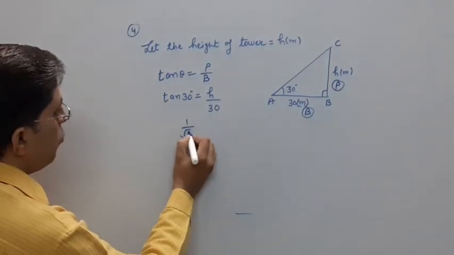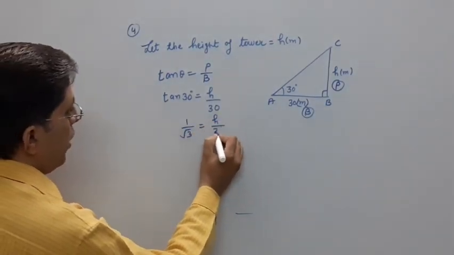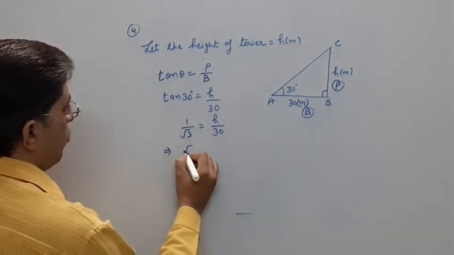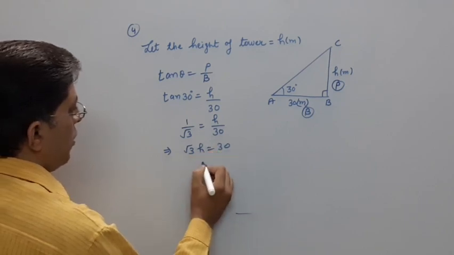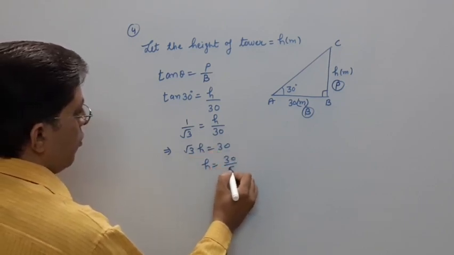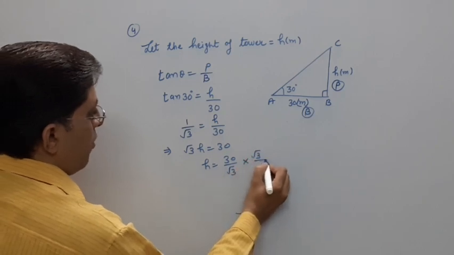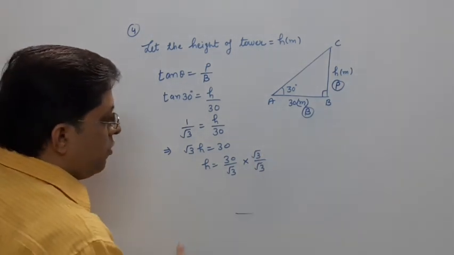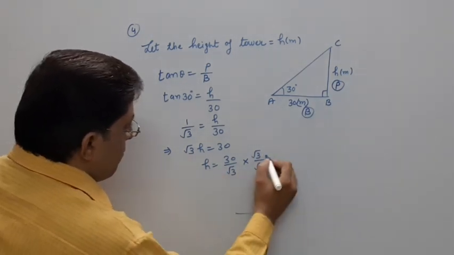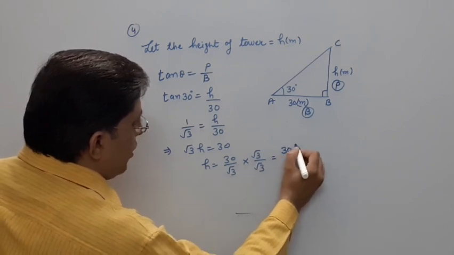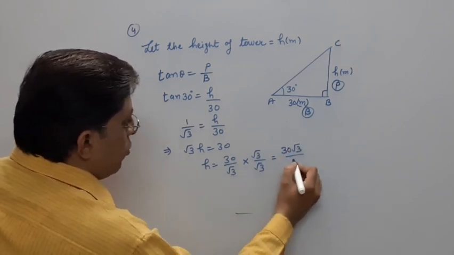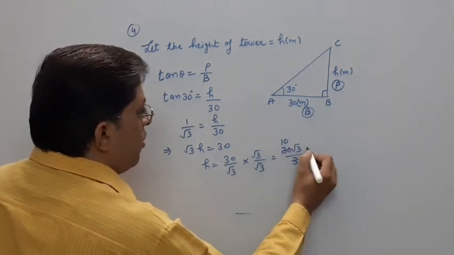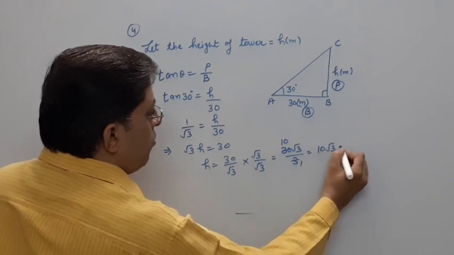1 upon root 3 is equal to h upon 30. Then cross multiplication: root 3 h is equal to 30. h is equal to 30 upon root 3. What am I doing here? This is rationalization, and this is your rationalizing factor. So this is 30 root 3, root 3 into root 3 is 3. Now 3 1s are 3, 3 10s are 30. 10 root 3 meter is your answer.